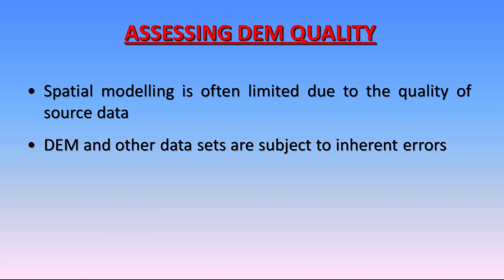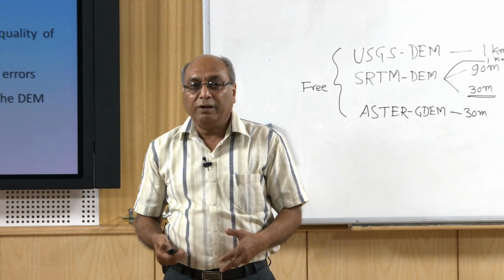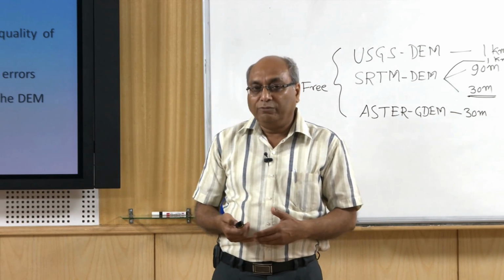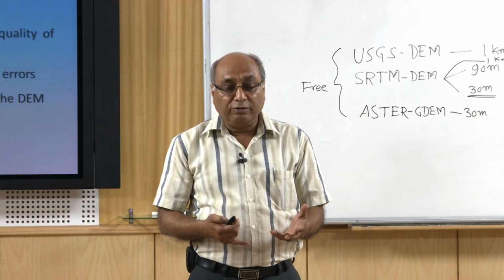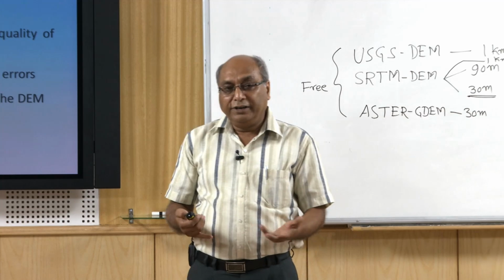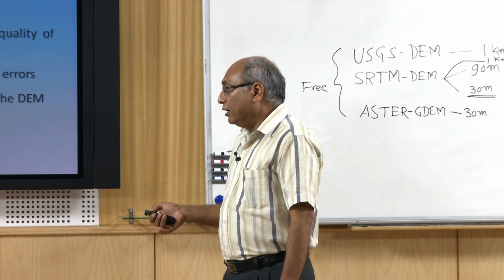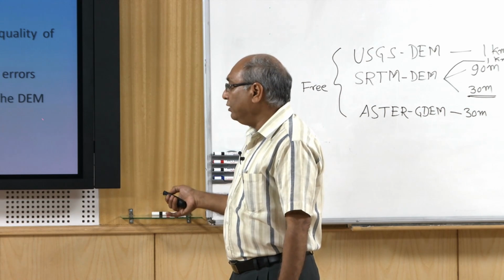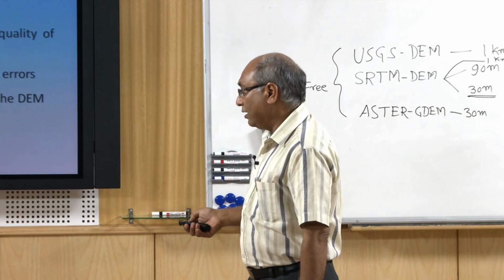And because there are different DEM derivatives, tens of derivatives can be derived from a DEM, which are very sensitive to the quality of the DEM. For example, a slope map, an aspect map, a gradient map, through surface hydrologic modeling one might go for watershed boundary, maybe the stream network, stream ordering, and sediment power index. There are many outputs which can come directly from DEMs, these derivatives. So if the quality of the DEM itself is poor, then definitely this will affect our output.